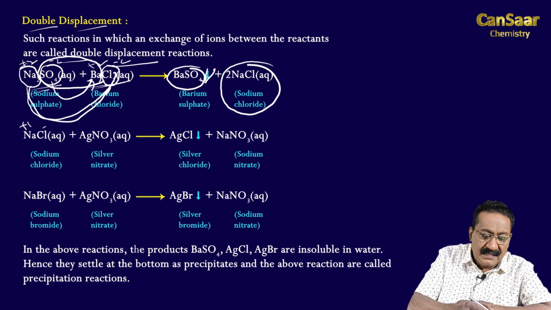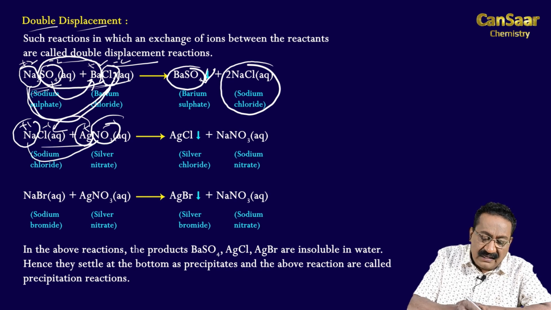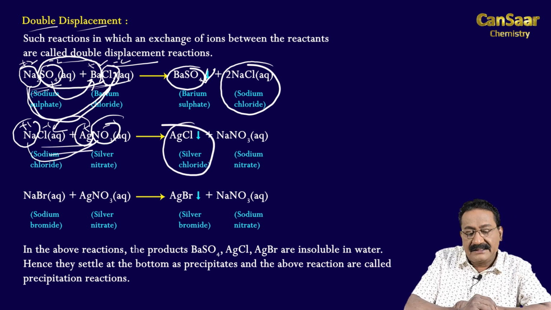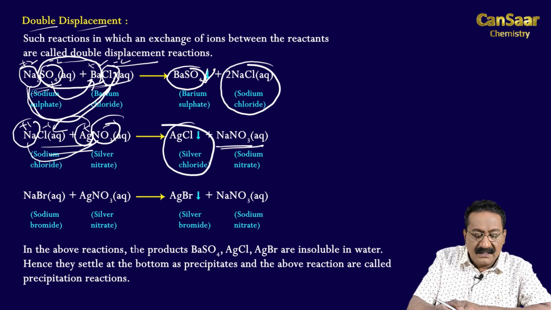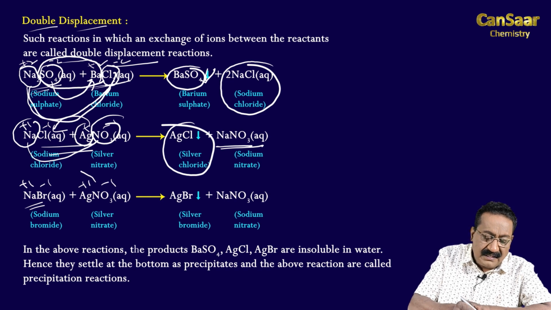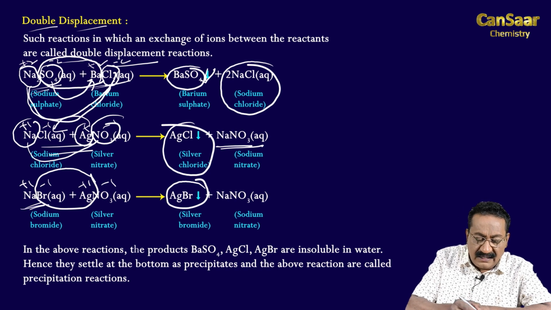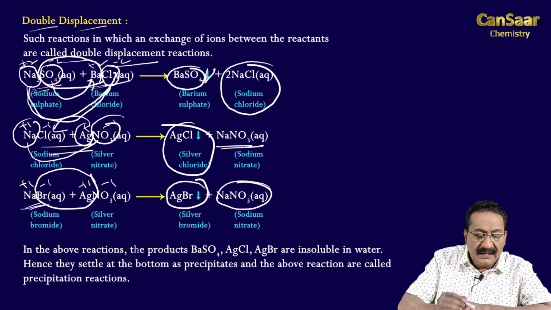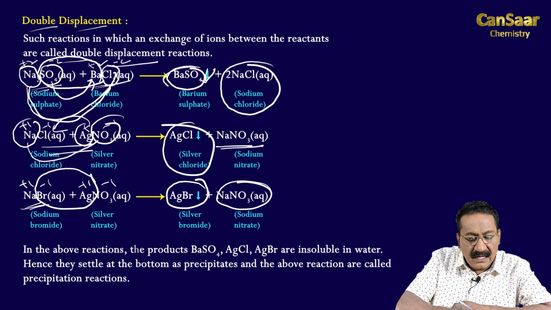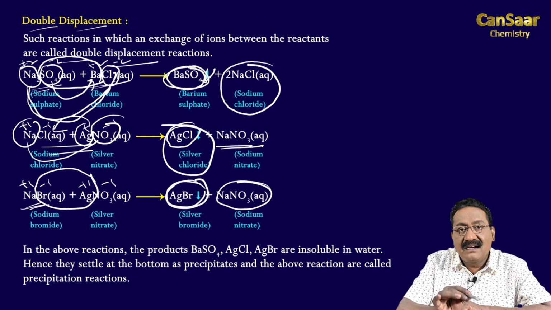Similarly, Na plus, Cl minus, Ag plus, NO3 minus, this cation and the other anion, and this cation, the other anion, we have AgCl, a white precipitate, plus NaNO3. Similarly, NaBr with silver nitrate, +1, -1, +1, -1, this Ag plus 1 with Br, we have AgBr, yellow precipitate, and NaNO3 is the product.